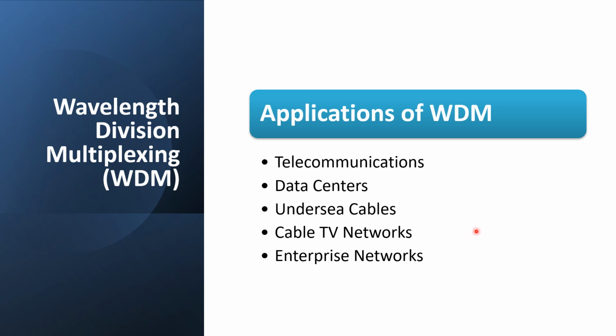WDM is used by cable companies to send TV, internet, and voice services over the same fiber. And finally, in enterprise networks, WDM is used for data transmission between geographically dispersed locations, providing high-speed, reliable communication for their operations.